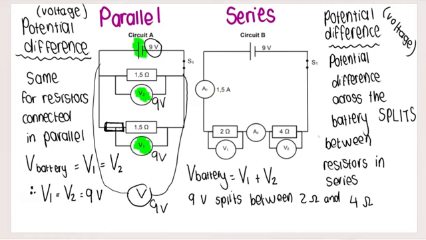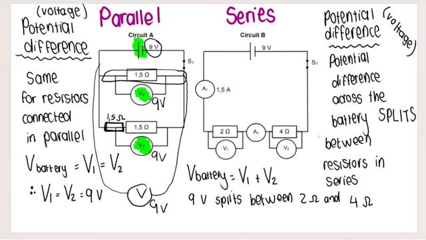Okay, so if I were to add another resistor next to it, let's say that it was also 1.5 ohms, then again, you look at it in terms of branches. So the top branch will get 9 volts, okay?